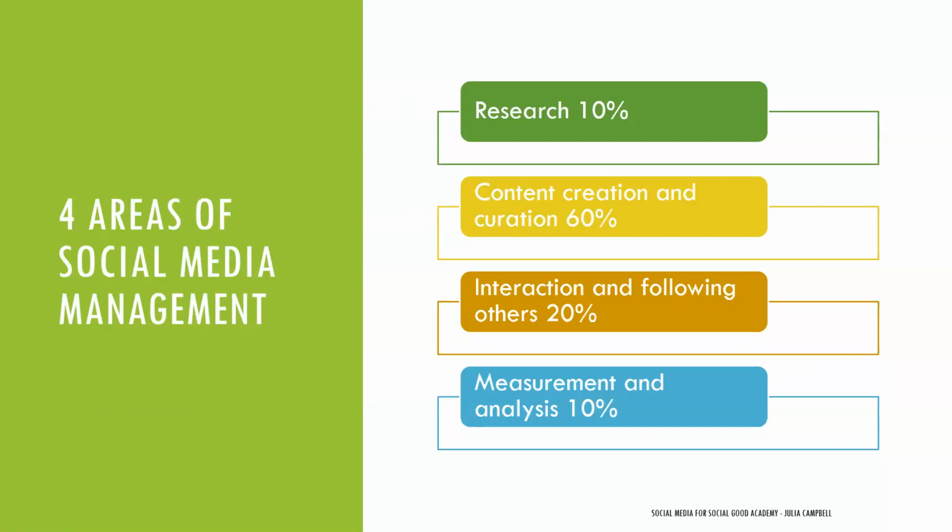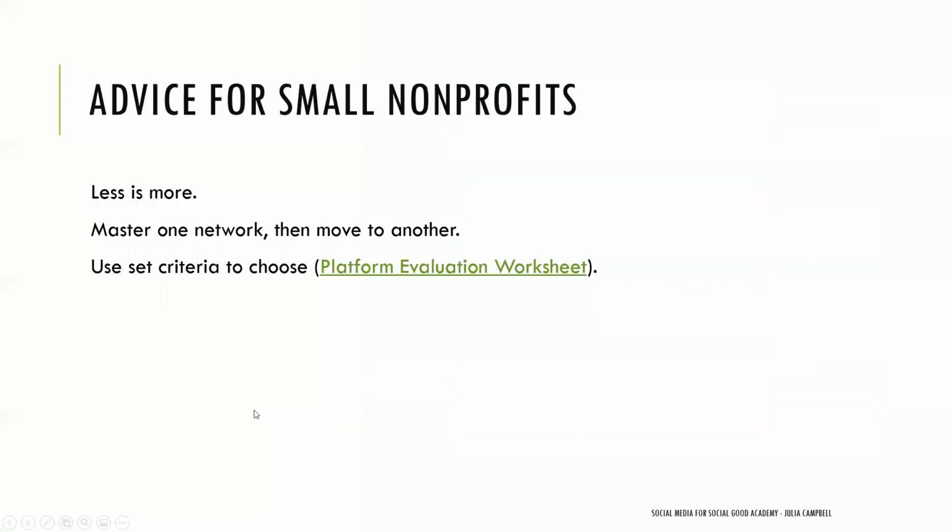We have to have a strategy for building our followers on our own accounts by following other people and interacting and showing up. This is not a billboard. Social media is not a billboard. And you do have to commit to interact and show up. Also, measurement and analysis needs to be at least 10% of what you're doing. Because if you're not taking stock of what you're doing and seeing if it works, how can you possibly improve and do more of what works and do less of what doesn't work?